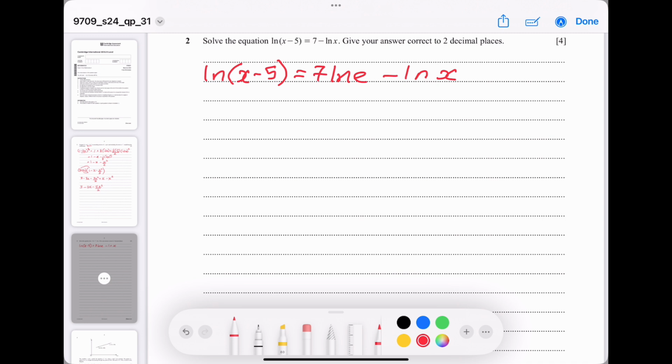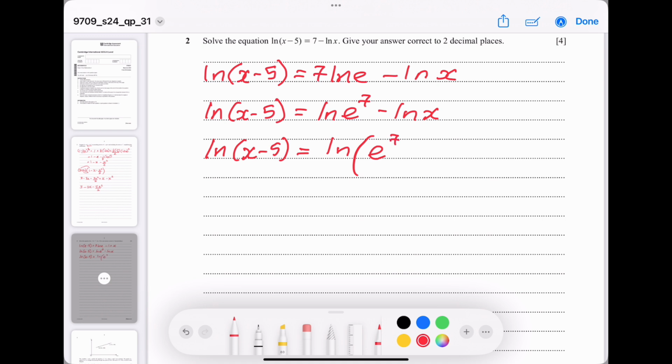There's probably several different ways of doing this. This is the way I'm choosing to do it. So ln x minus 5. I can bring my, using index laws, or log rules, I can bring my 7 up here. So I've got ln e to the 7. And now because I have 2 log statements, I can combine those as well. So I've got ln x minus 5 is equal to ln of e to the 7 over x.